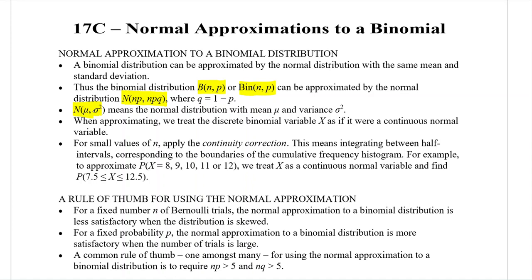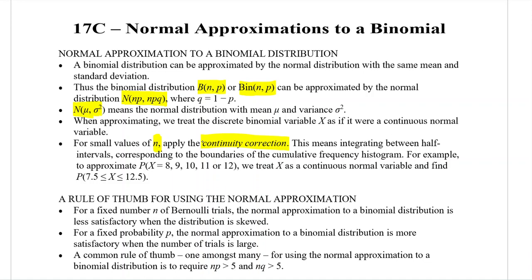When approximating, we treat the discrete binomial variable x as if it were a continuous normal variable. Remember, binomial was discrete data, whole numbers, that's all we could do. But on a normal distribution curve, it's a continuous scale. You can have whatever decimal number you like in there. For small values of n, we have to apply a continuity correction. Now, what is a small value of n, you ask? Well, that's a bit debatable, but definitely things under 100.